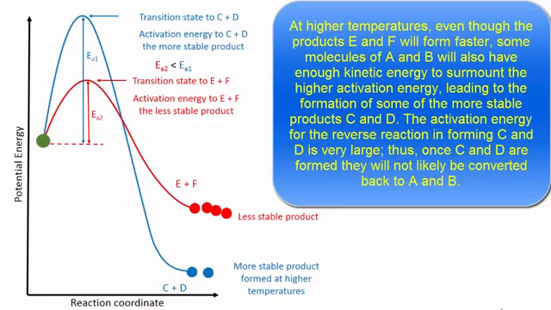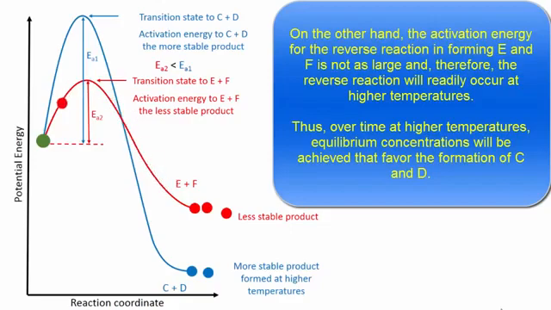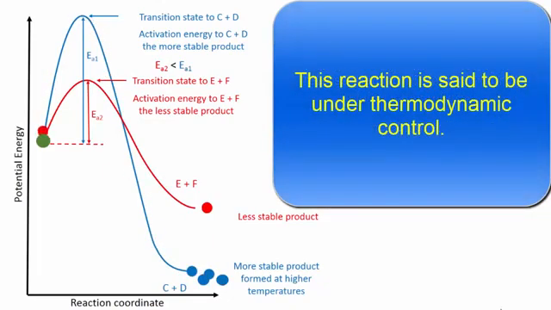The activation energy for the reverse reaction in forming C and D is very large. Thus, once C and D are formed, they will not likely be converted back to A and B. On the other hand, the activation energy for the reverse reaction in forming E and F is not as large. Therefore, the reverse reaction will readily occur at higher temperatures. Thus, over time, at higher temperatures, equilibrium concentrations will be achieved that favor the formation of C and D. This reaction is said to be under thermodynamic control.